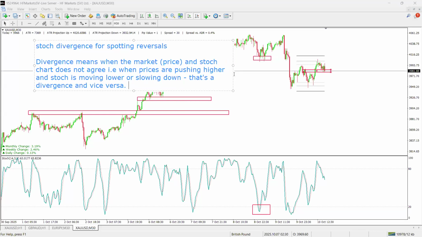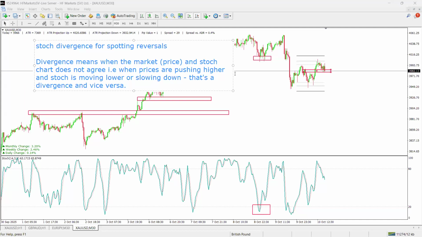Divergence simply means when the market at its price and the stock chart do not agree. Market is consistently pushing to the top, but then your stock is showing market going down. That's what you call a divergence. On your chart, you can clearly see market is going up, but stock is starting to move lower. That's a divergence, and it is a potential sign of a trade reversal.